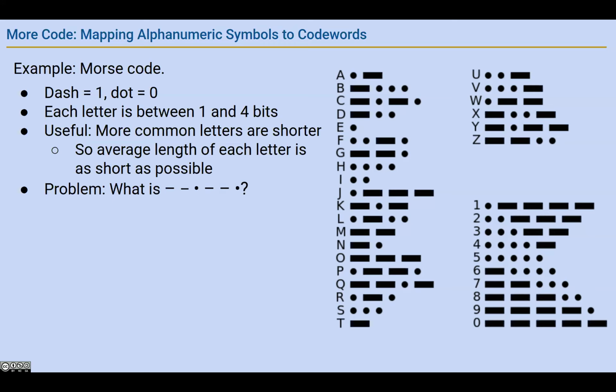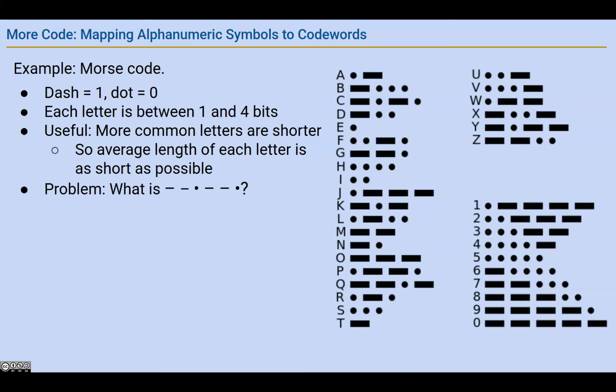It's actually surprisingly easy to memorize Morse code once you learn some of these tricks. So E is like the single dot, T is the single dash. There's a lot of these small letters. Unfortunately, there is somewhat of a problem.